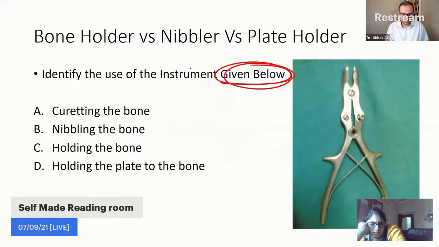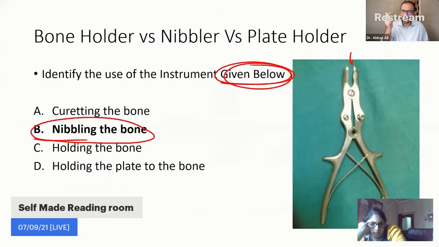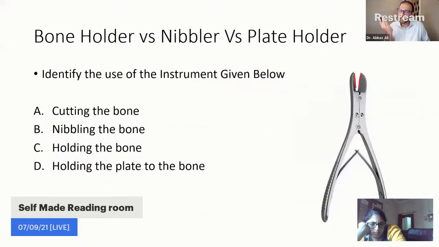Instrument given below. What is its function? Nibbler. It is for nibbling of the bone. You nibble out the dead necrotic bone. You nibble out the callus. Right. Excellent. It is cup type. At the ends, it has a cup-like structure. When you nibble out the bone, it will hold it in. Excellent. Look at this. Sharp, like scissors. It is for cutting the bone. You cut the spinous process when operating on the spine. It's a bone cutter.